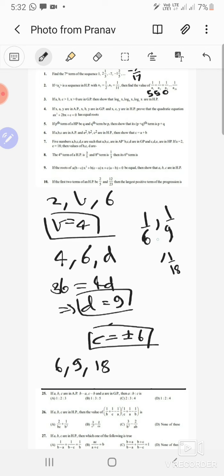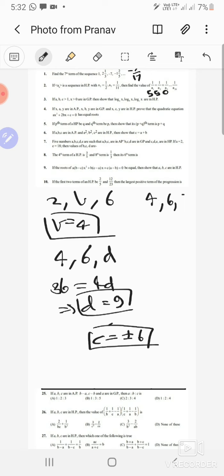Let's see. So we just multiply this by 3. That will give me 3 upon 18 and then 2 upon 9. So 2 upon 18 and 1 upon 18 is a harmonic progression. Yes, completely correct. So C equals 6 gives me these values. So this is 4, 6 and 9, the values of B, C and D, one of them.